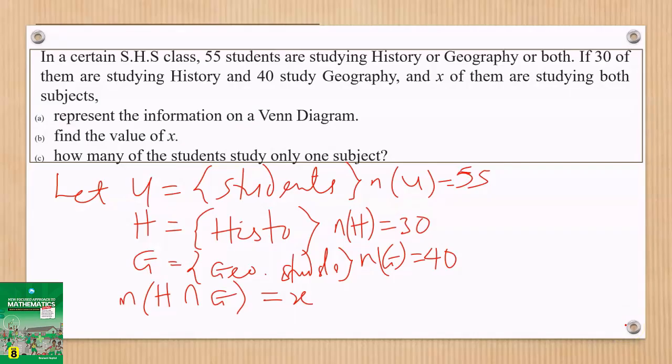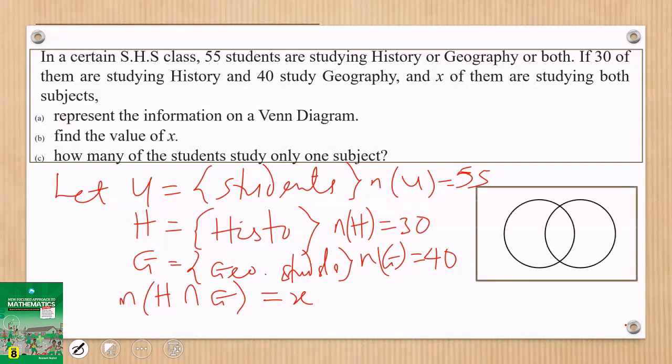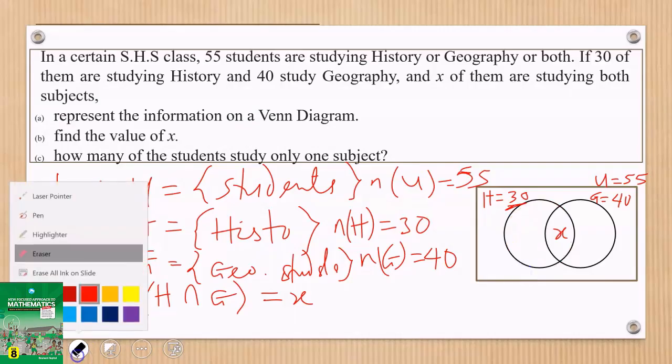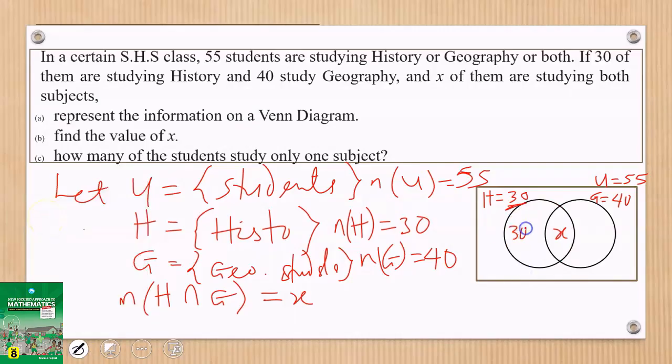After doing this, we draw the Venn diagram and represent all the information there. Here we put our X. All those who study history are in this circle, so X plus those who are only in the history region should give us 30. To get those only in this region, we do a simple subtraction: 30 minus X. And those in the geography-only region are 40 minus X.